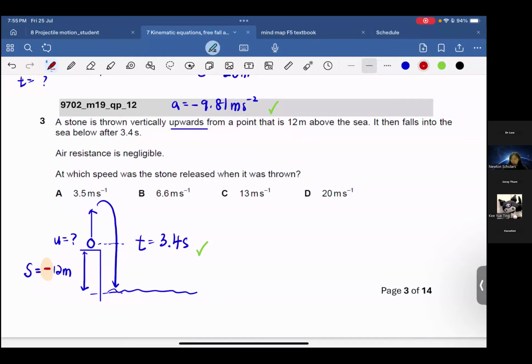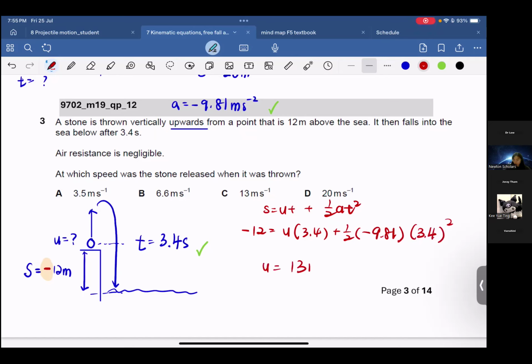Jore says C, correct. Okay, C is correct. So here, S equals UT plus 1 over 2 AT squared. So here, remember to put negative. Initial, we don't know. The time is 3.4, plus 1 over 2, negative 9.81, then 3.4 squared. U should be 30 meter per second. Okay, for this question, they're trying to test you on whether you know that your S has to be negative or not, because it's the opposite direction to the initial motion.